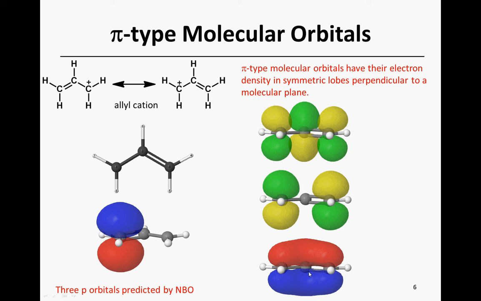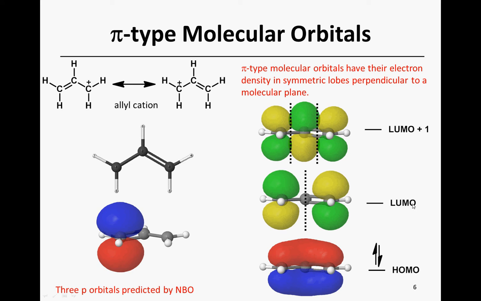And as you see, we go from no nodes in the lowest energy orbital to one node in the middle and two nodes in the highest energy orbital. And since we have two electrons in the bottom one, we'll use that same nomenclature we did on the previous slide and label that as the HOMO, or highest occupied molecular orbital. One higher than that is the LUMO, or lowest unoccupied molecular orbital.